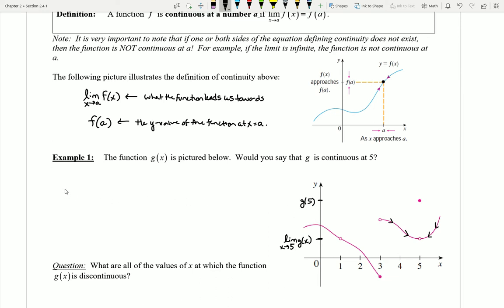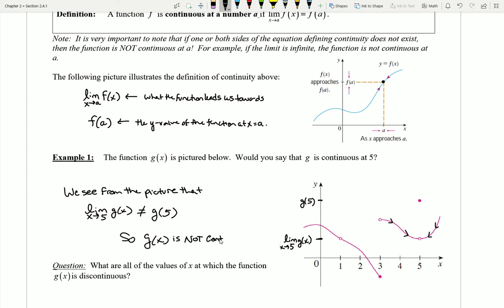So we can say that we see from the picture that the y value that I'm getting back from my limit is definitely not equal to the actual y value of the graph. So we can say g of x is not continuous at x equals 5. These two values didn't come out the same. Even though we don't know what they are, we can clearly tell they're not the same y value.